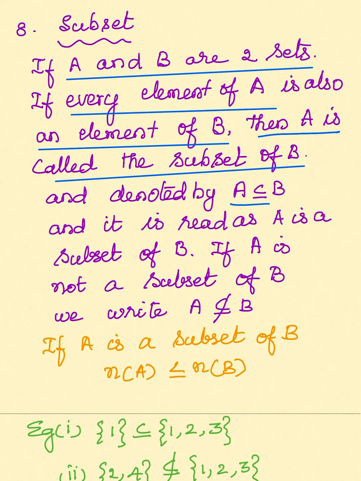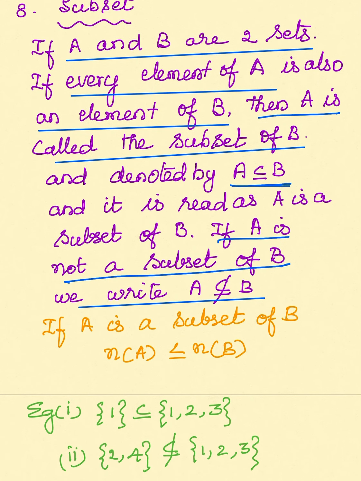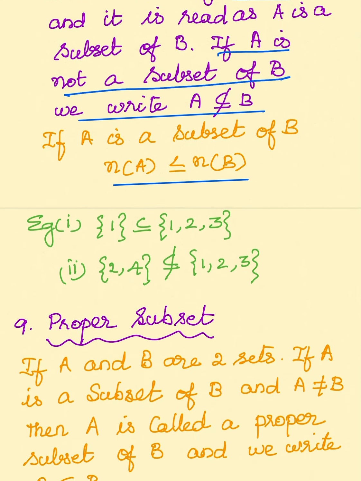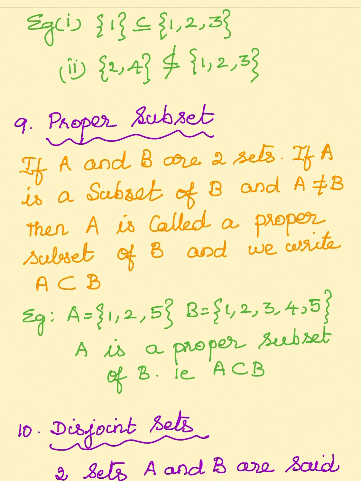And it is denoted in this form. This you read as A is a subset of B. If A is not a subset of B, we write like this: we strike it off and write, and we read it as A is not a subset of B. In addition, if A is a subset of B, we can write that n of A, the cardinality of the set A, will be less than or equal to the cardinality of the set B. That is, n of A is less than or equal to n of B. Now, for example, you take the set 1.